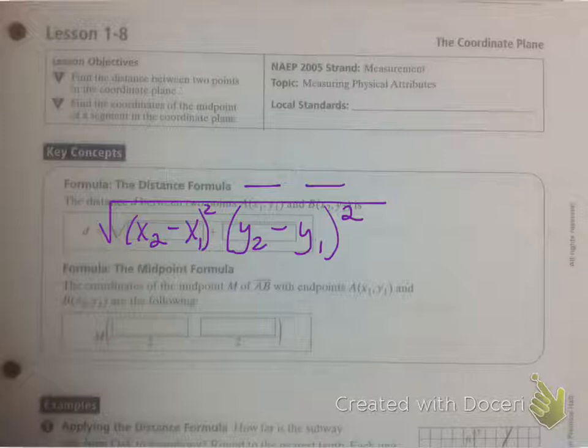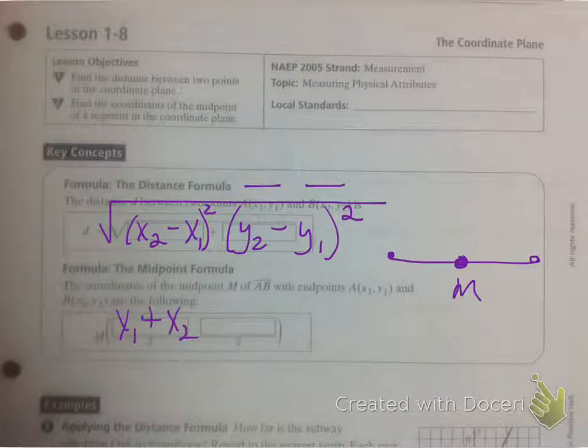Okay? Alright, the midpoint formula. The midpoint is kind of the middle of 2 points, like this would be the midpoint. The midpoint is an average, so you're going to notice it's very similar to an average. We take our x1 coordinate and our x2 coordinate, add them and divide by 2. That's going to be our x midpoint coordinate.